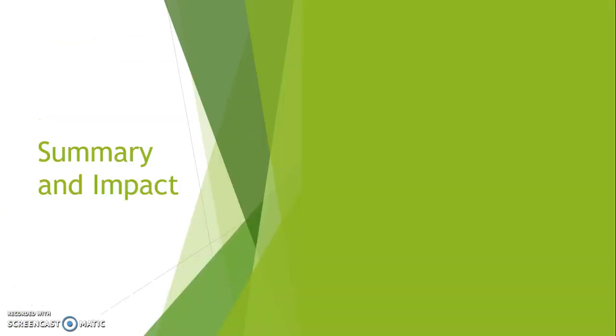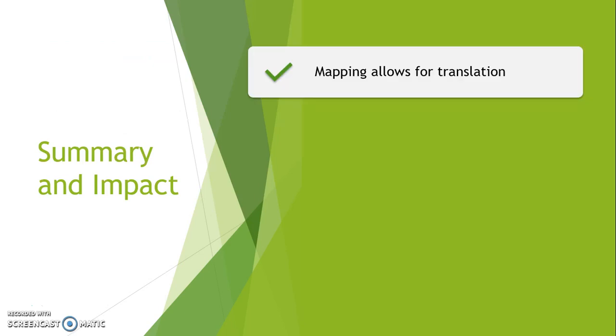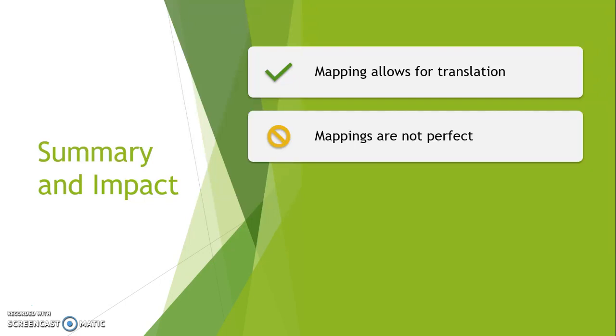Summary and impact. Mapping allows for the translation of data. Mappings are not perfect, as we saw in the first study, where GEMS did not have 100% consistency when compared to manual coding.